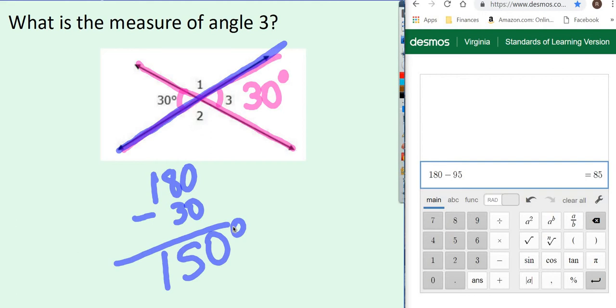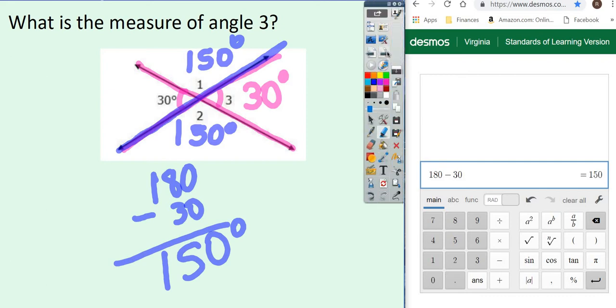So that means 180 minus 30. Let me put it in my calculator just because I'm tired and don't trust my math. So that means that this is 150 degrees and angle 1 is vertical, so it's also 150. Or I could say angle 1 and this 30 make 180. So there's lots of ways to figure out what these angles equal.